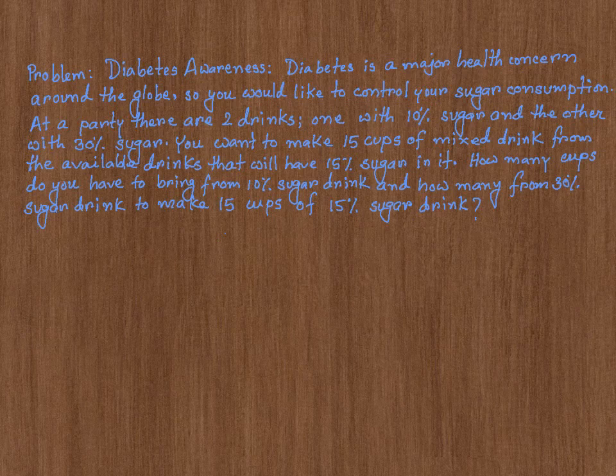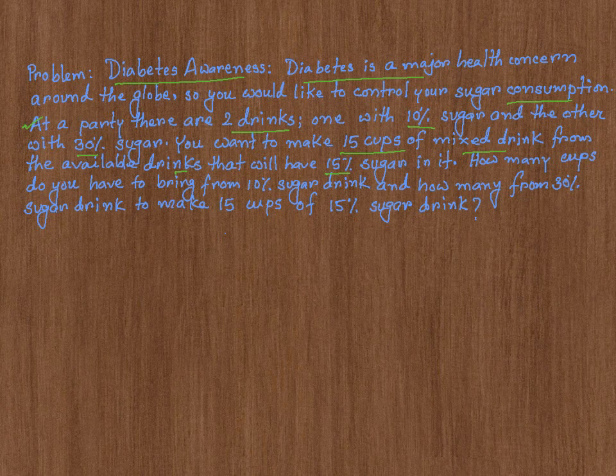In this problem, we are given the following. Diabetes awareness. Diabetes is a major health concern around the globe, so you would like to control your sugar consumption. At a party, there are two types of drinks, one with 10% sugar in it and the other with 30% sugar in it. You and your friends want to make 15 cups of mixed drink from these two drinks that will have 15% sugar in it.